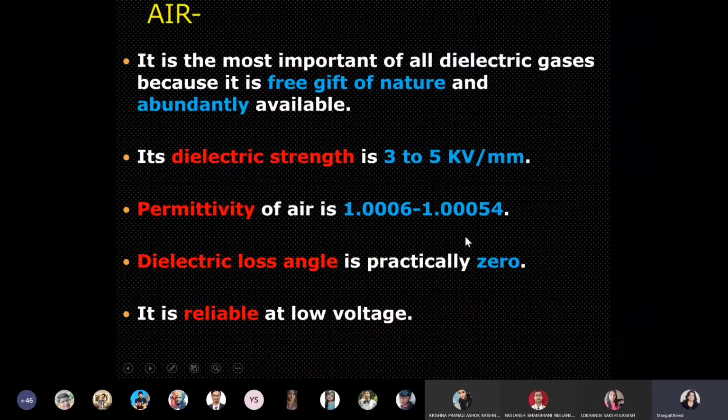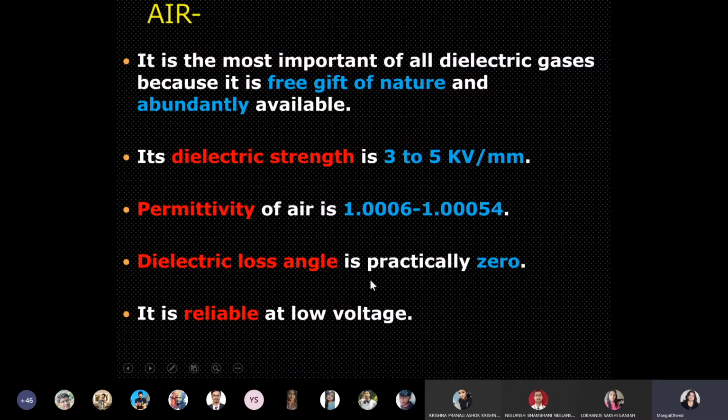Permittivity of air is about 1 to 1.0054. So permittivity is one, which you also know, because permittivity plays an important role in storing charge and in using a material as a dielectric. Solid insulating materials have higher permittivity. So they will have higher dielectric strength. So dielectric strength depends upon permittivity. Dielectric loss angle is practically zero. So this is the biggest advantage of air.